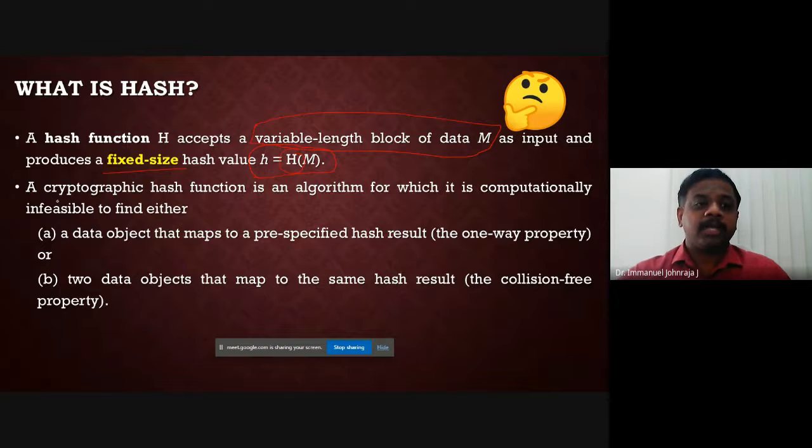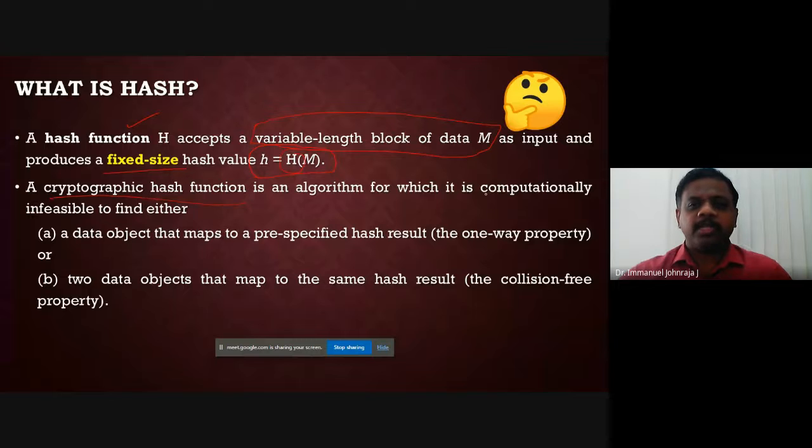Something more about that. What is a cryptographic hash function? This is simply a hash function. What is cryptographic? Simple, sir. We use it in our security features. That's it. All right. And what are the objectives? What are the expectations from a cryptographic hash function? Generally, two points.